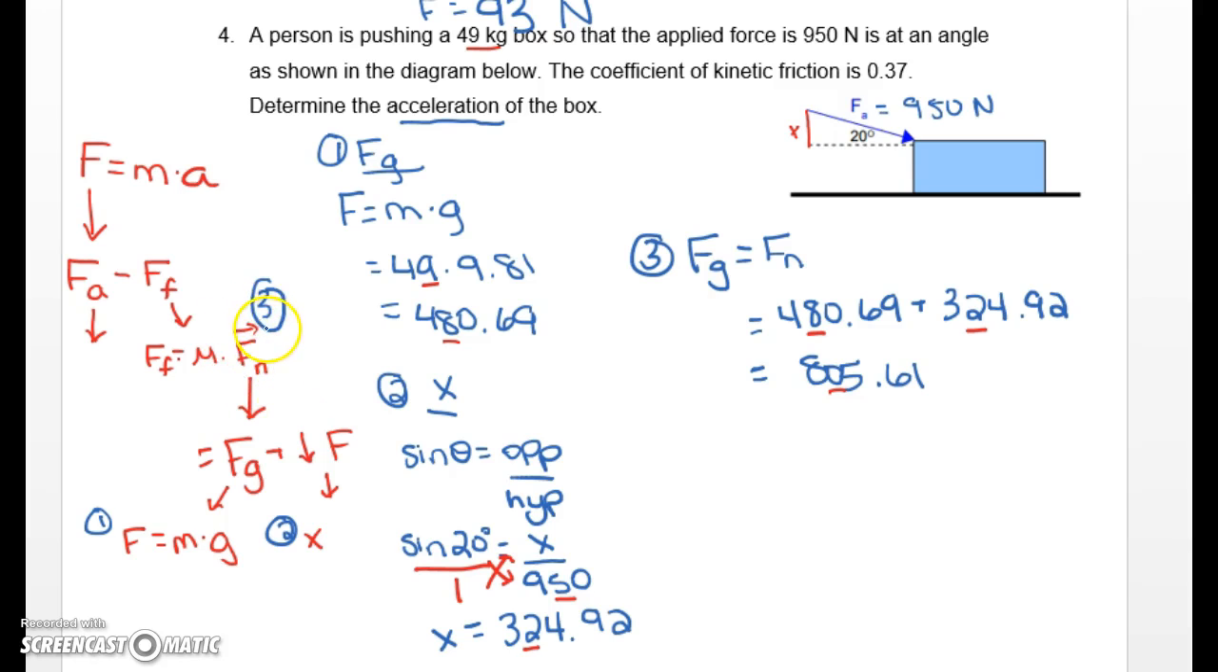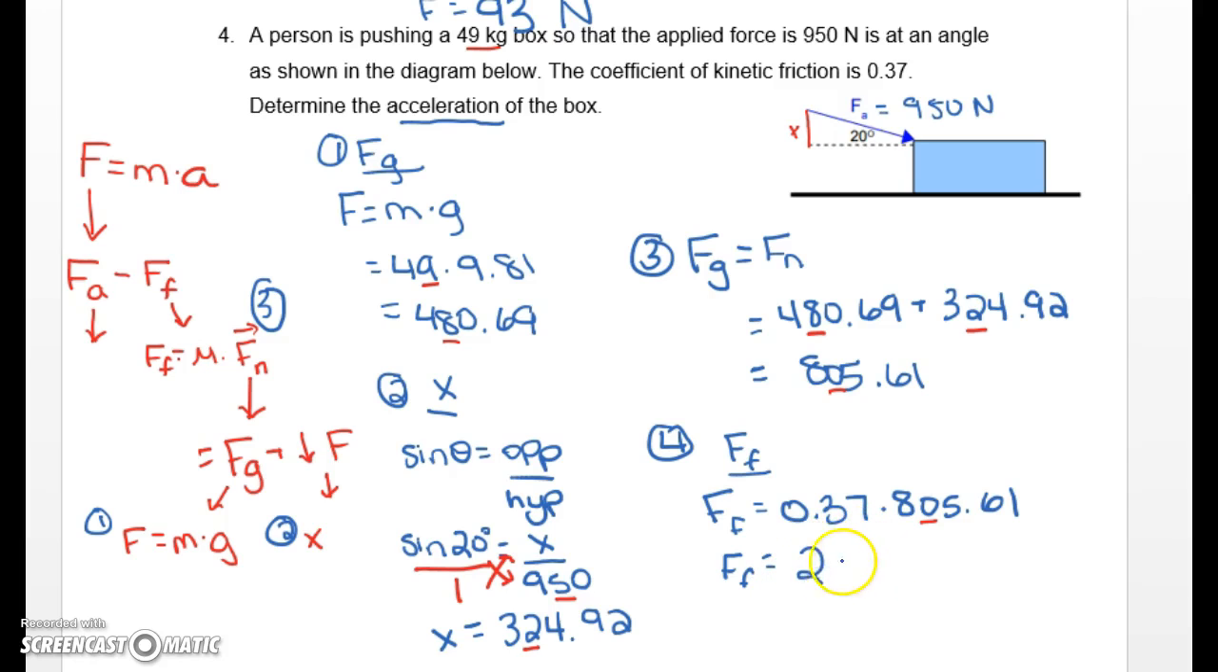Now that we have this normal force, now we can find that frictional force. So step number 4. In order to find that frictional force, that is equal to your coefficient mu times your normal force. So our coefficient of kinetic friction here was 0.37. And we're going to multiply that with our normal force, which we had found to be 805.61. So if we put that into our calculators, we should find that we get 298.08 as our answer there.